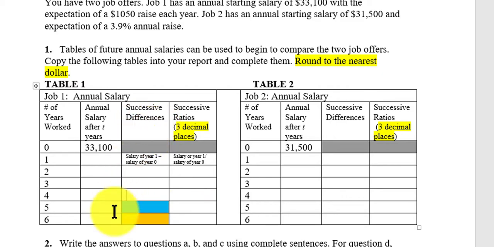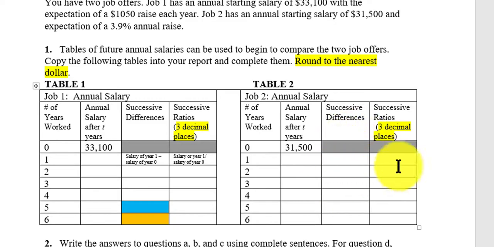So difference means subtraction. So whatever the salary is here in year 6, subtract year 5 salary from year 6 and put your answer here, right? 4 from 5, put your answer here, subtraction. Ratio means division, so you would take your year 6 salary and divide it by year 5 and put your answer here. Year 5 divided by year 4, put your answer here, and so on, okay?